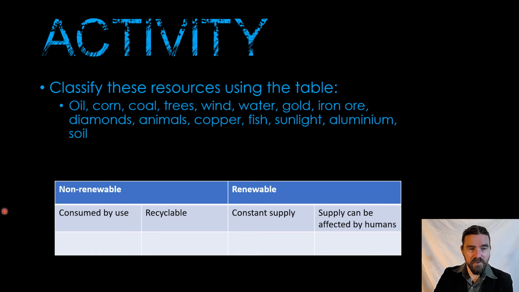Oil, corn, coal, trees, wind, water, gold, iron, diamonds, animals, copper, fish, sunlight, aluminium, soil. Which of those four categories do they go under? So draw that table, leave quite a few lines underneath it. And that's your activity for today.